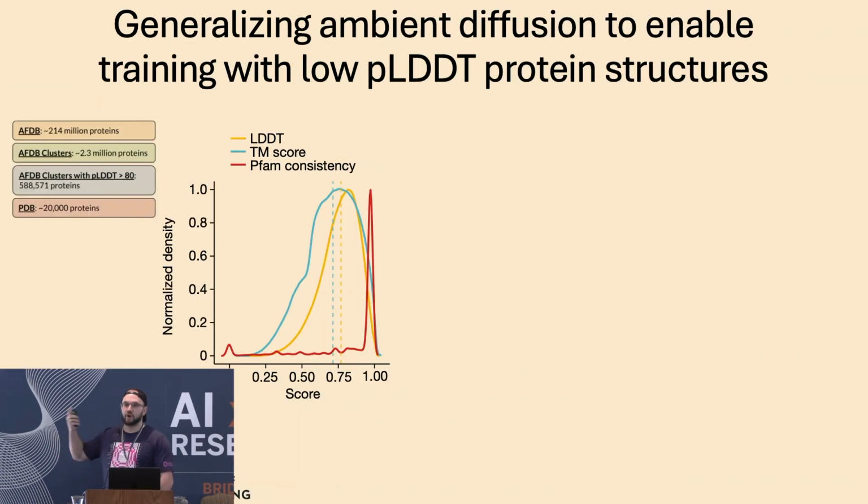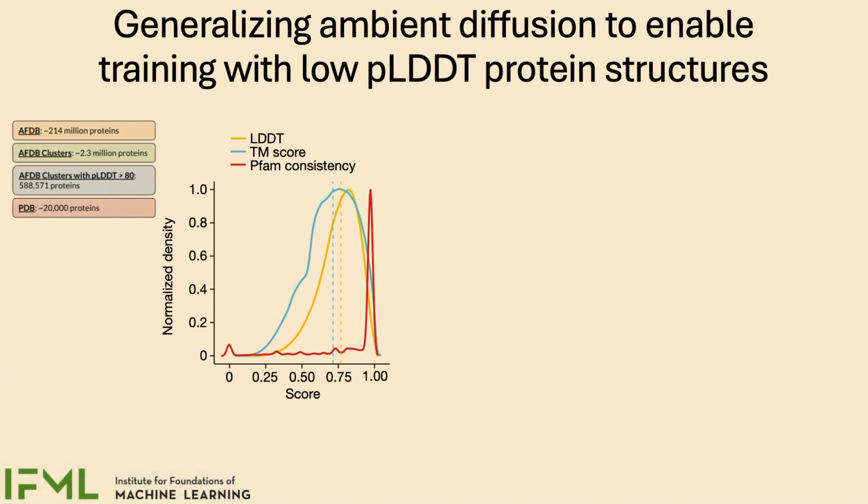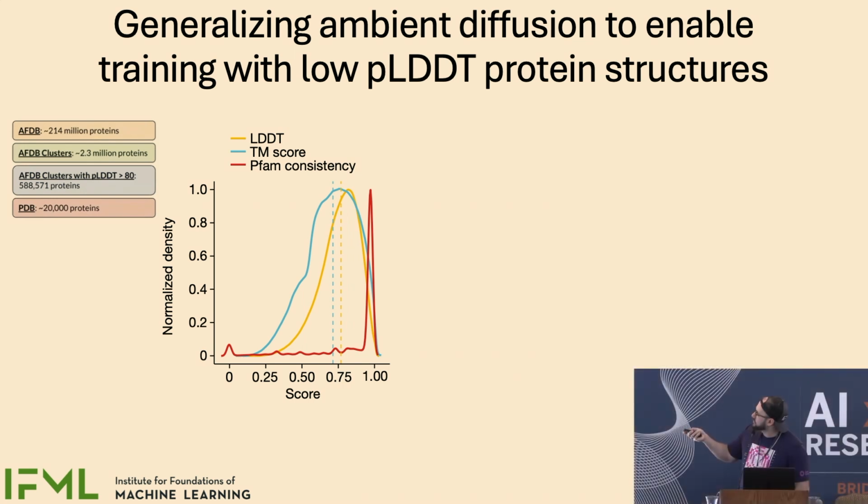Going through that again in proteins, right now Genie is trained where all proteins have a pLDDT greater than 80. How do we make use of this data? You can see a lot of the data, most of the distribution shown here in orange, is actually below 80. So we're throwing away most of our data. How do we actually make use of the data here with ambient diffusion?